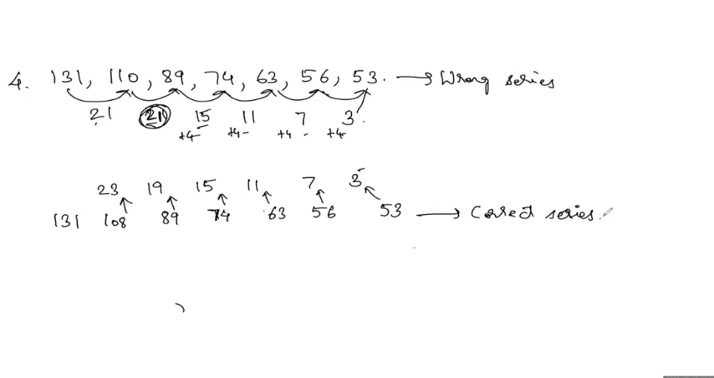Compare these two. 110. Yes, 110. Because all other numbers are matching. All other numbers are the same. See, 89, 74, 63, 56, 53, even 131. Only the number which is changing is the second number. Here there is 110, but the correct number should be 108. That's why 110 is the wrong number in the series.